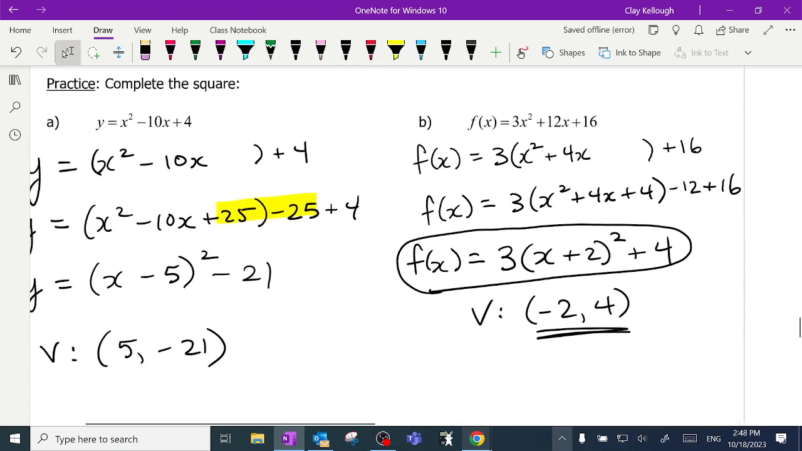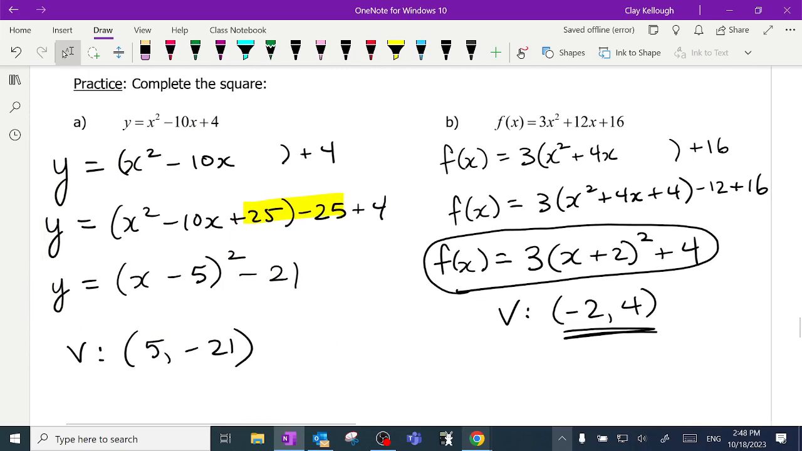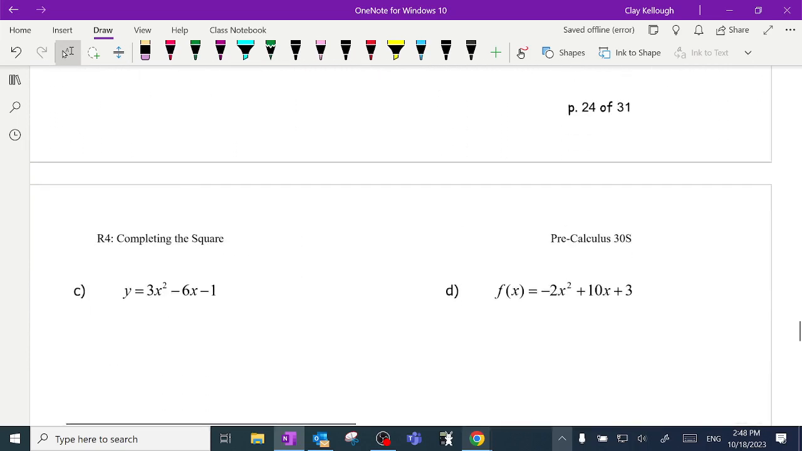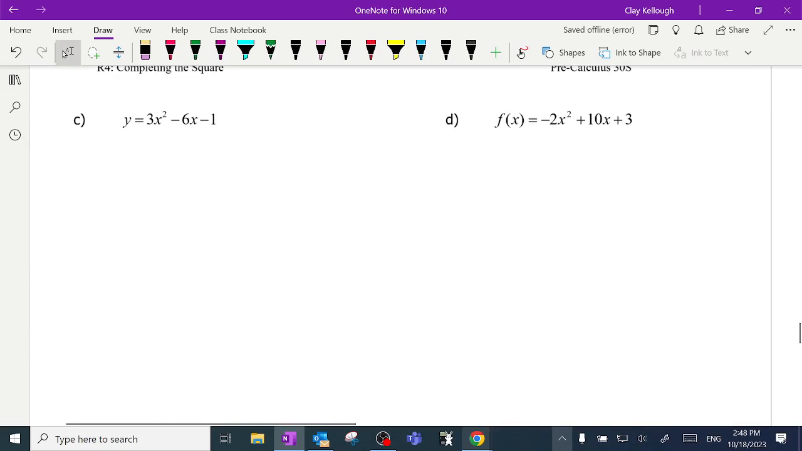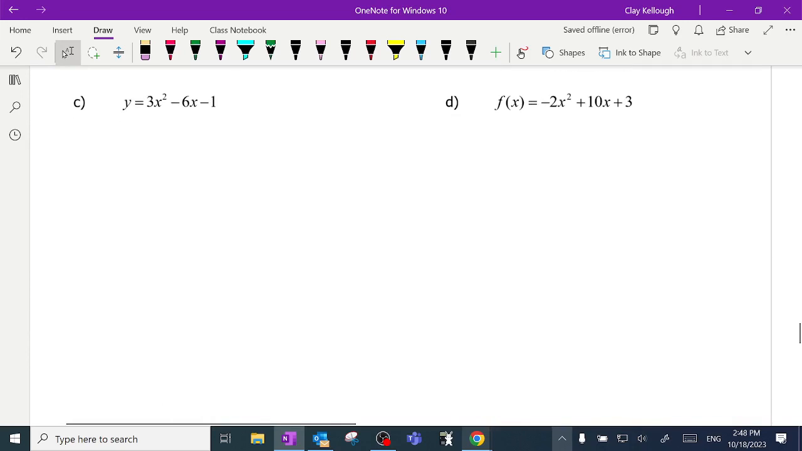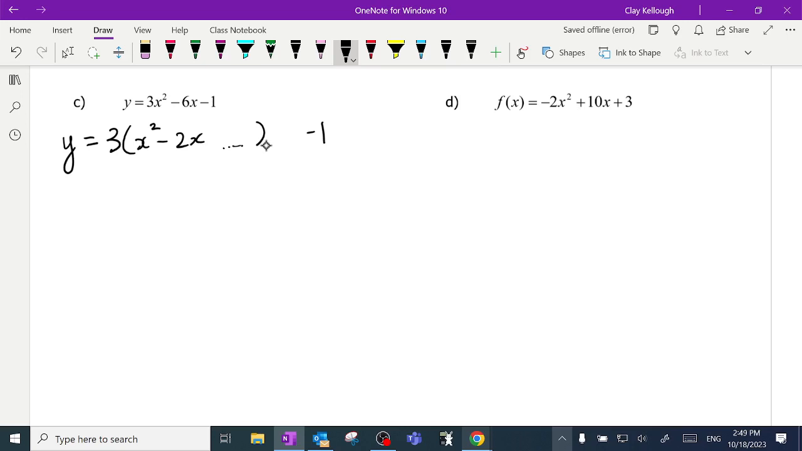All right. Let's try another one. C. Here's another one where I'm going to factor out a number. So I'm going to factor out a 3, leaving behind x squared minus 2x. And then I need to finish that and put a number here and a number here.